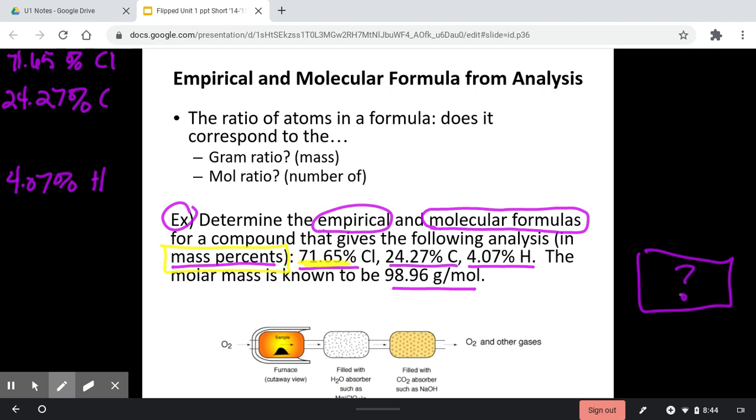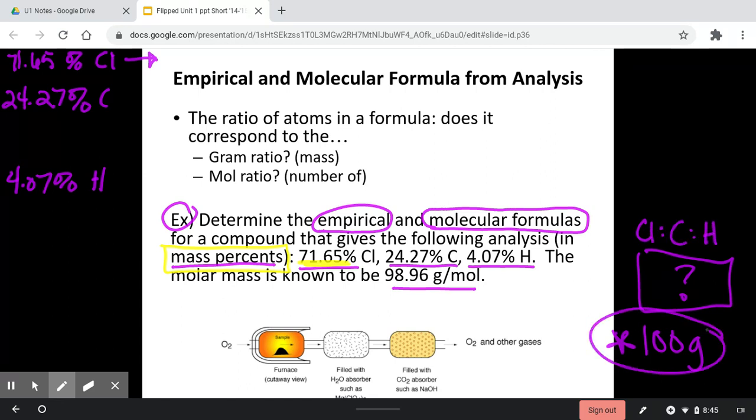So if I have 71%, I don't know how much my actual rock weighs. Maybe it weighs 2 grams. Maybe it weighs 2,000 grams. I don't really know. But I do know that out of every 100 grams of this sample, 71.65 grams of those are going to be chlorine. And so I can turn percent into mass by making that assumption. Let's pretend that this is a 100-gram sample.